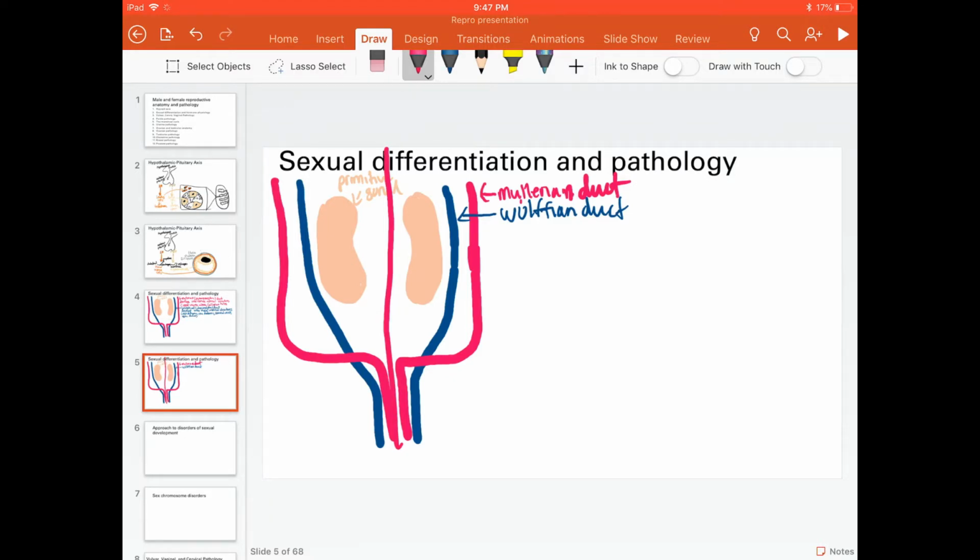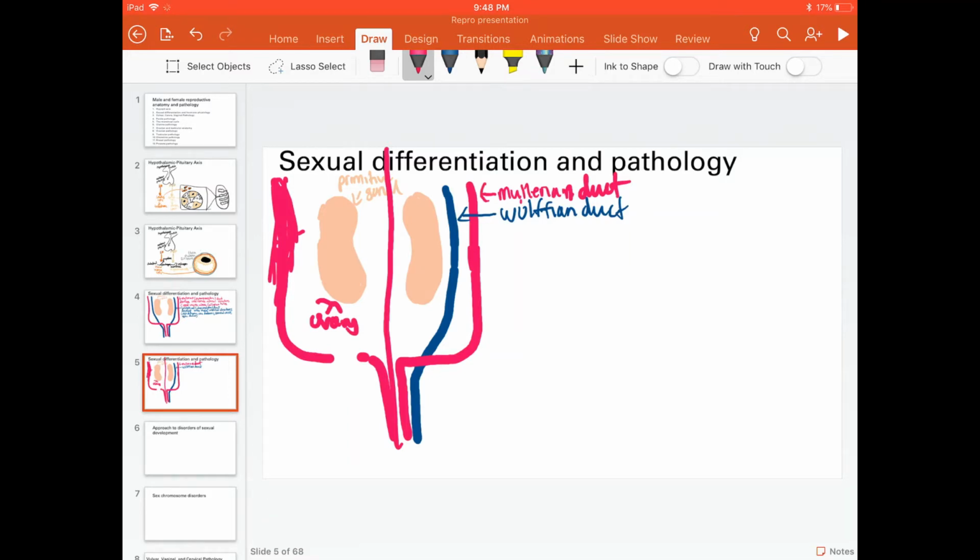That means that the Wolffian duct will slowly disappear, and then this primitive gonad is going to turn into an ovary, and this Mullerian duct, aka the paramesonephric duct, will develop into the female internal structures. Again, what are those? That's the upper vagina, that's the uterus, and the fallopian tubes.